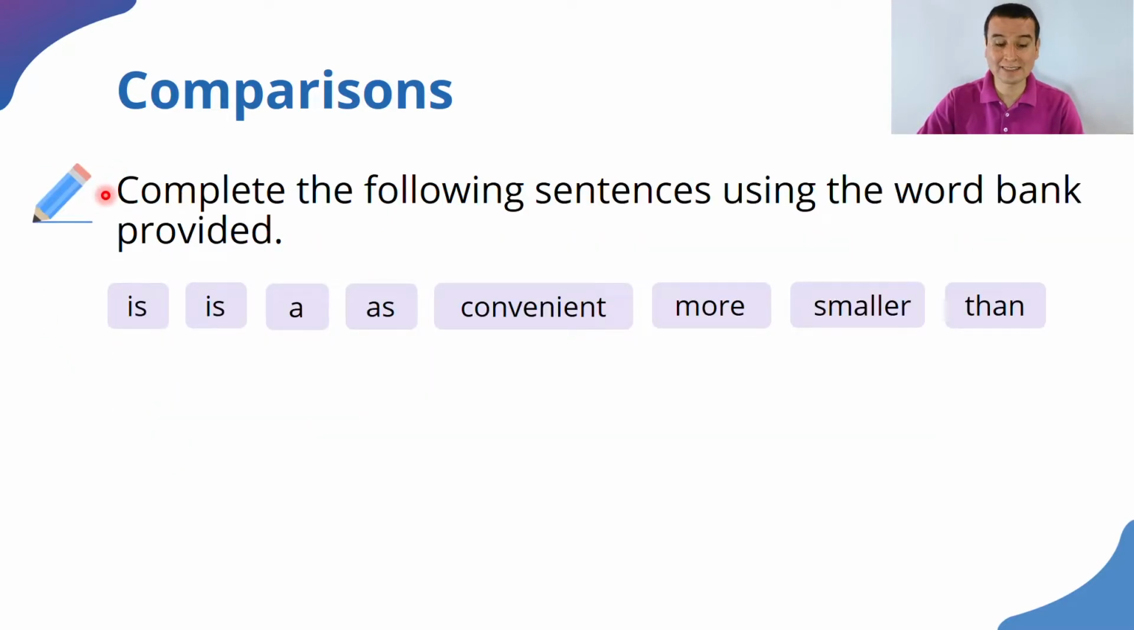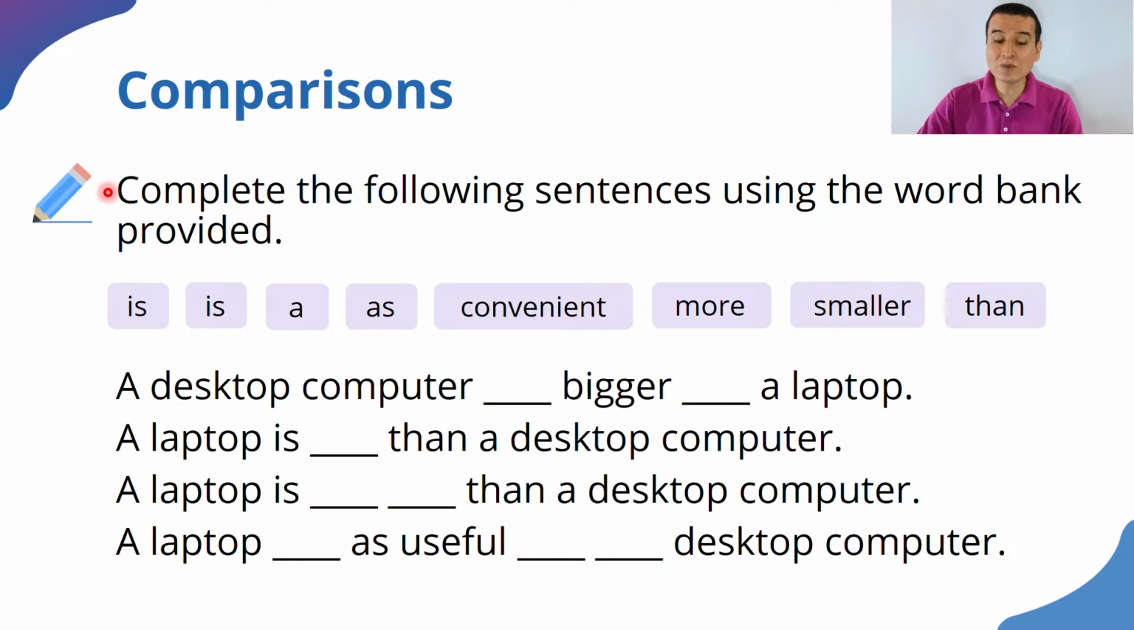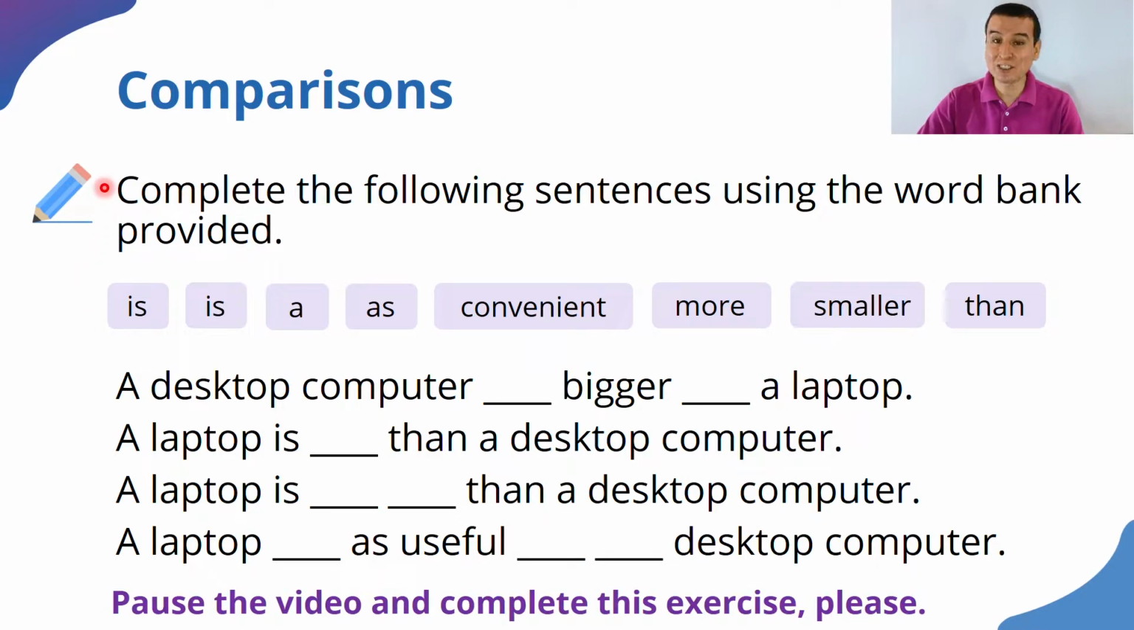The first one is this. Complete the following sentences using the word bank provided. So we have some word bank here. You're going to use them all. Look, the word is appears twice. It means that we're going to use it twice in the sentences that you have here. Look at the sentences and see how you would complete them using those words. All right? Pause my video, complete the activity, and I will see you in a moment to show you the answers.